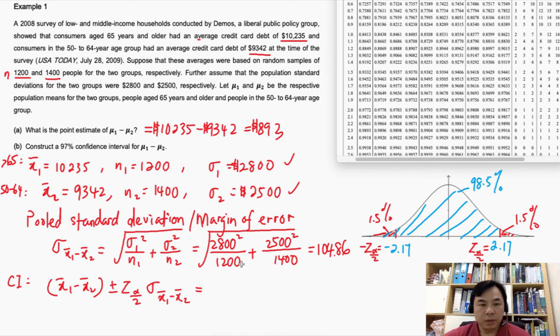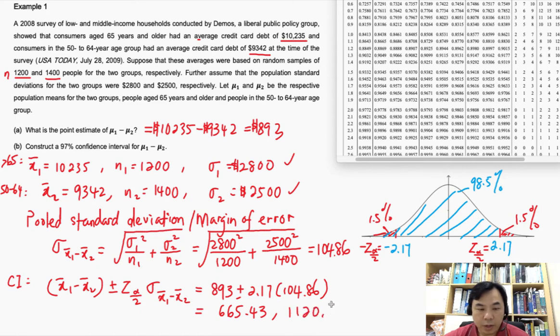Once we have obtained these numbers, all we need to do is substitute all the results that we have obtained. So this is just the point estimate, and then there will be 2.17 multiplied by the pooled standard deviation. If you calculate this, I have already pre-calculated it, you should get 665.43 to 1020.57 here.